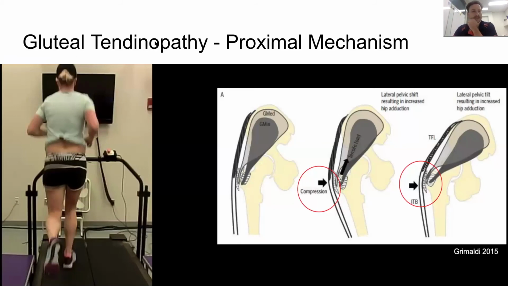Proximal mechanism, talking about gluteal tendinopathy. So with that lateral pelvic tilt and the contralateral pelvic drop, I guess we're stretching the glute med tendon there, and that's rubbing along the bone. So that's getting compressed by the ITB, causing that tendinopathy. So that's just another mechanism for another injury, that proximal mechanism.